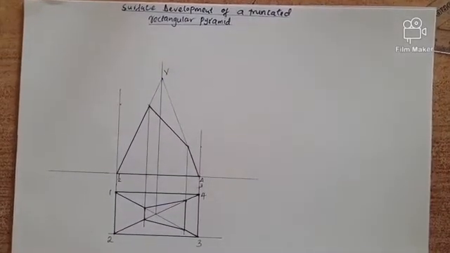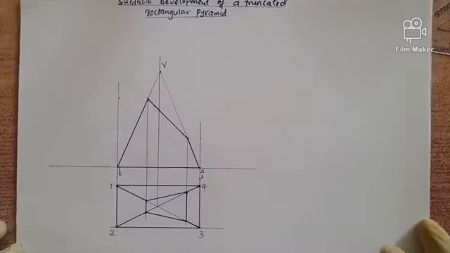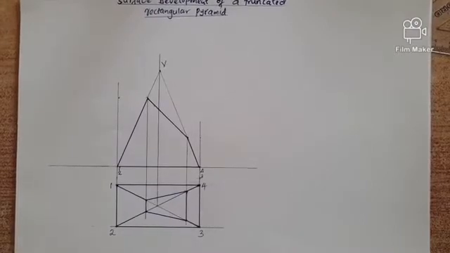Now we have drawn our plan. We have completed our plan. We have drawn our front. We want to draw our end elevation. The question wanted us to have the end elevation showing the cut face. It means we are going to draw it on the left by seeing the pyramid from the right.